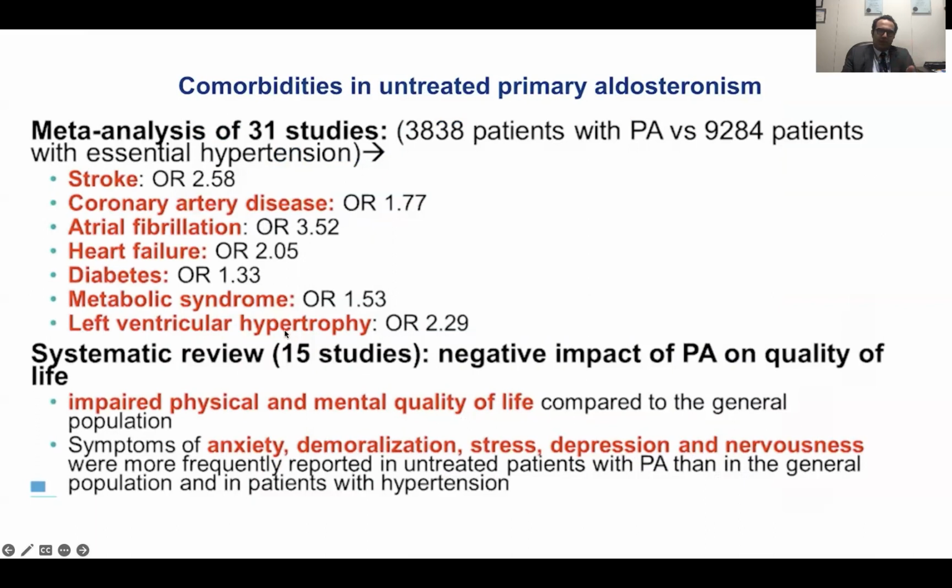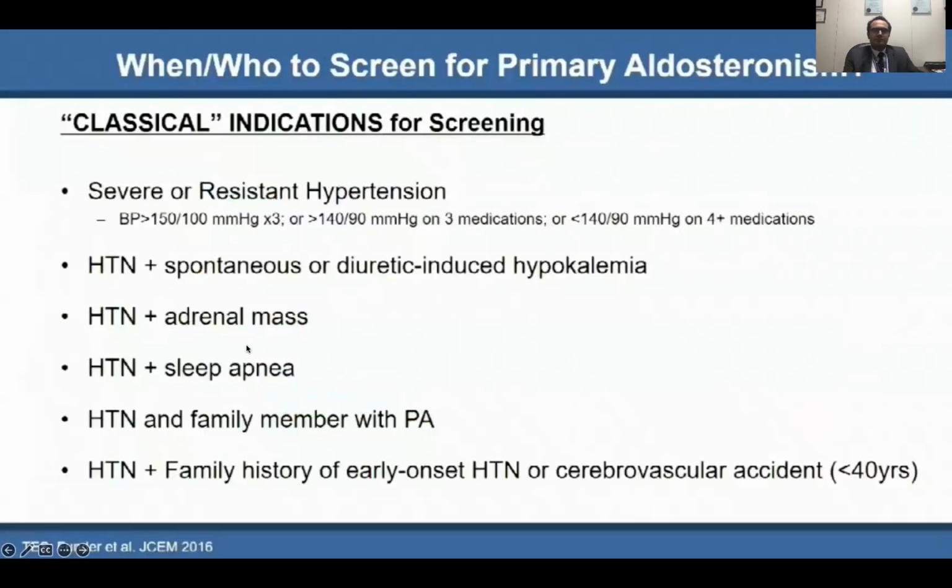The odds ratios are written here: when you compare a primary aldosteronism patient with a counterpart hypertension patient, with blood pressure controlled to the same degree in both, there is still more stroke, coronary artery disease, AFib, heart failure, diabetes and metabolic syndrome in patients with primary aldosteronism.